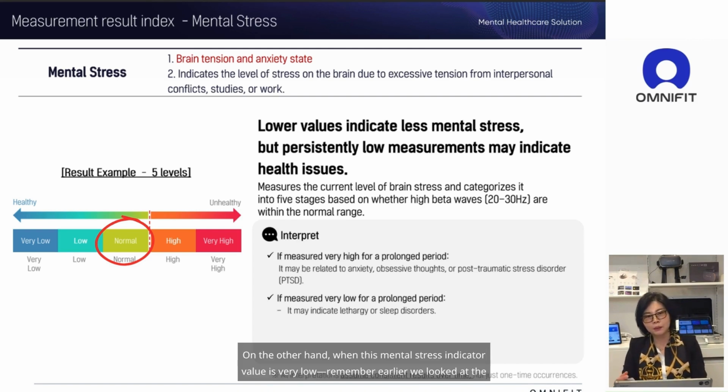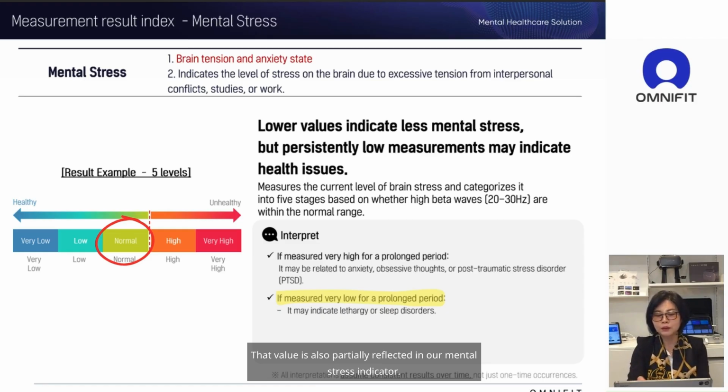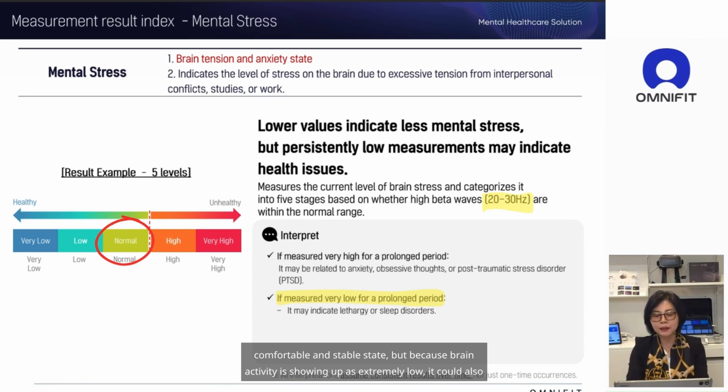On the other hand, when this mental stress indicator value is very low, remember earlier we looked at the brain workload? The SEF 90 value. That value is also partially reflected in our mental stress indicator. Therefore, when this mental stress value appears very low, it could of course mean you're in a comfortable and stable state. But because brain activity is showing up as extremely low, it could also indicate depression or a lethargic state where brain activation has dropped.